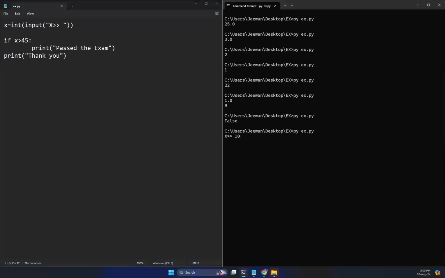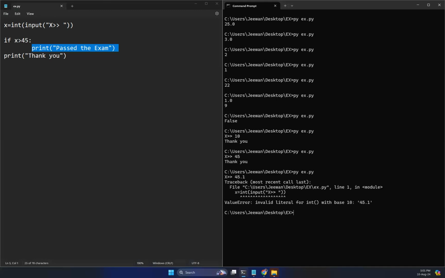Now, if you enter 10, that means the condition is false. 10 greater than 45 is false. Therefore, it does not execute this line. It shows thank you. If it is 45, again it says thank you, because we have not used equals to 45.